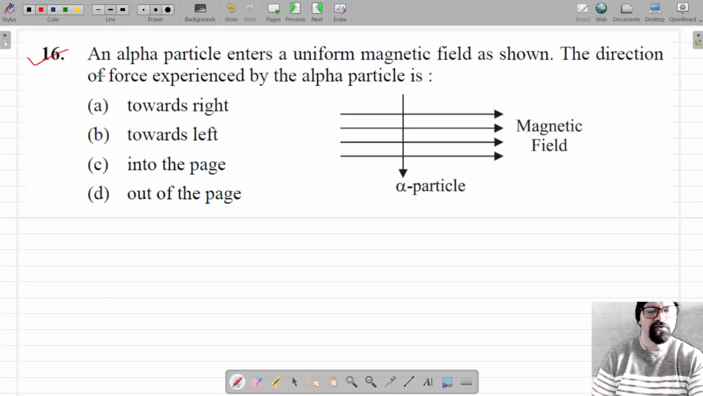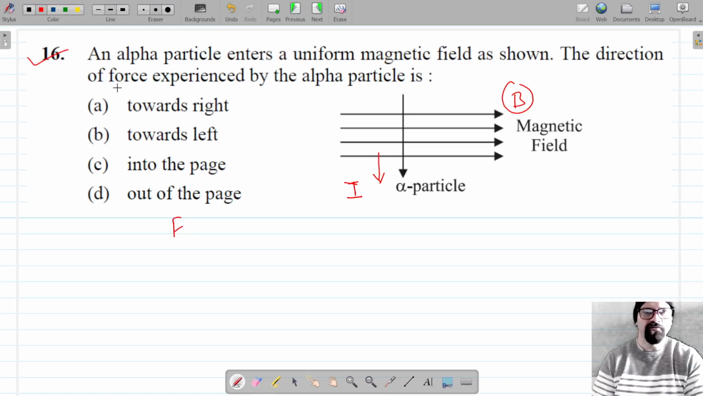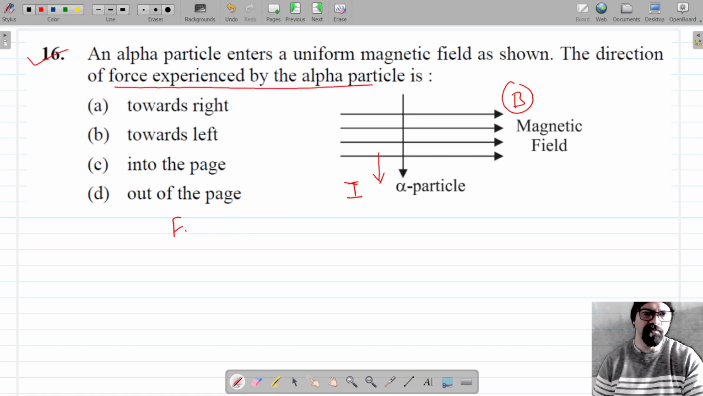For the next question, it's given that an alpha particle enters a uniform magnetic field as shown. The direction of force experienced by the alpha particle is. Now the alpha particle is a positively charged particle. So this is the direction of the current, and this is the direction of the magnetic field, which I'm going to denote by B. And in this case, we are going to find the direction of the force experienced by the alpha particle because it's moving in a magnetic field. For that, we are going to apply Fleming's left hand rule.